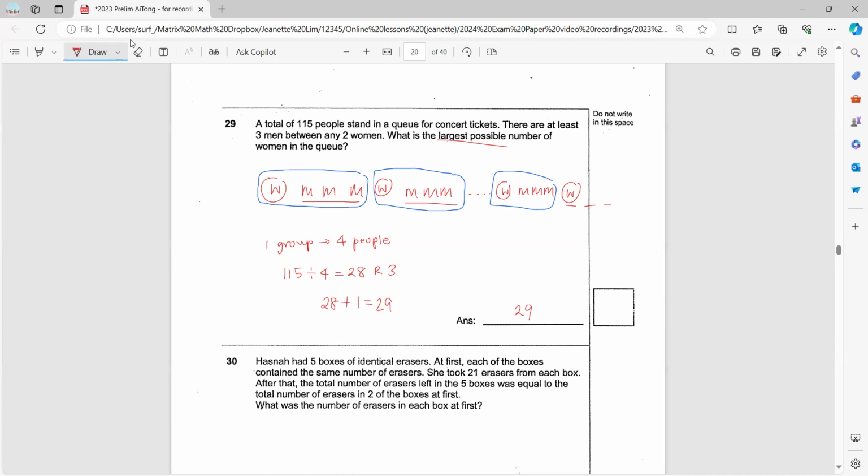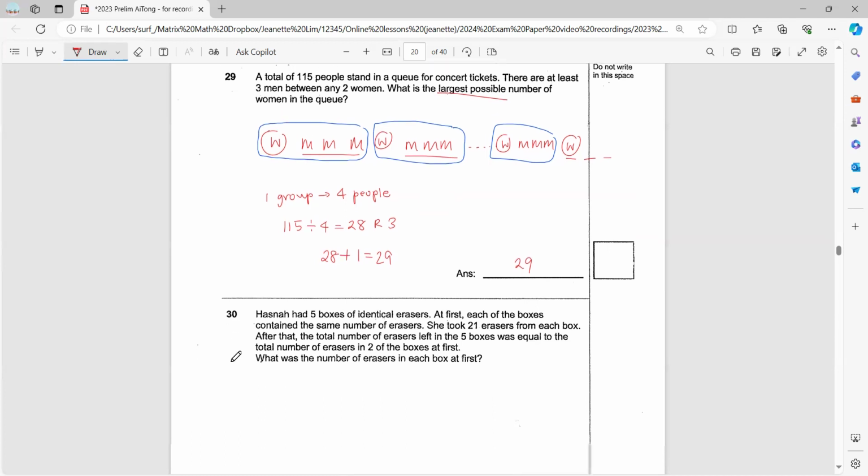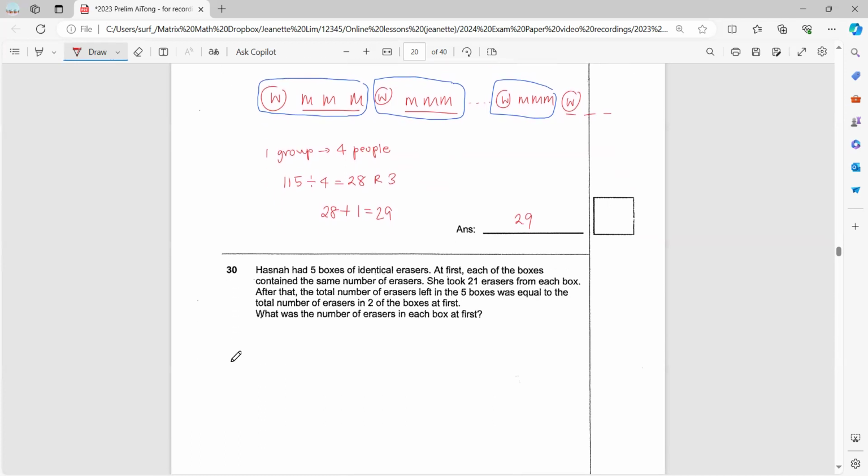Last question. Hasna had 5 boxes of identical erasers. At first, each of the boxes contained the same number of erasers. She took 21 erasers from each box. After that, the total number of erasers left in the 5 boxes was equal to the total number of erasers in 2 of the boxes at first. What was the number of erasers in each box at first?